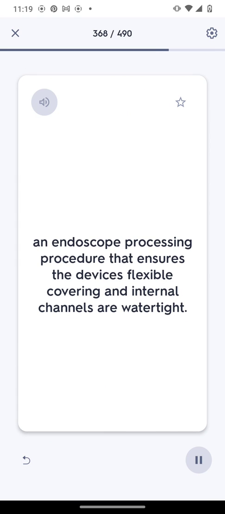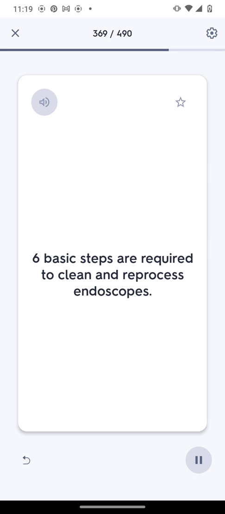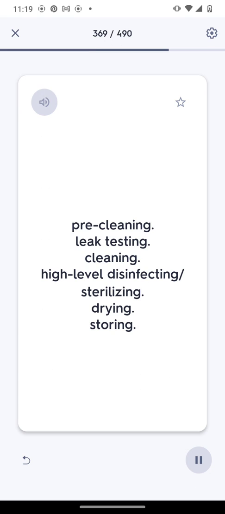Leak test. An endoscope processing procedure that ensures the device's flexible covering and internal channels are watertight. Six basic steps are required to clean and reprocess endoscopes: pre-cleaning, leak testing, cleaning, high-level disinfecting, sterilizing, drying, storing.